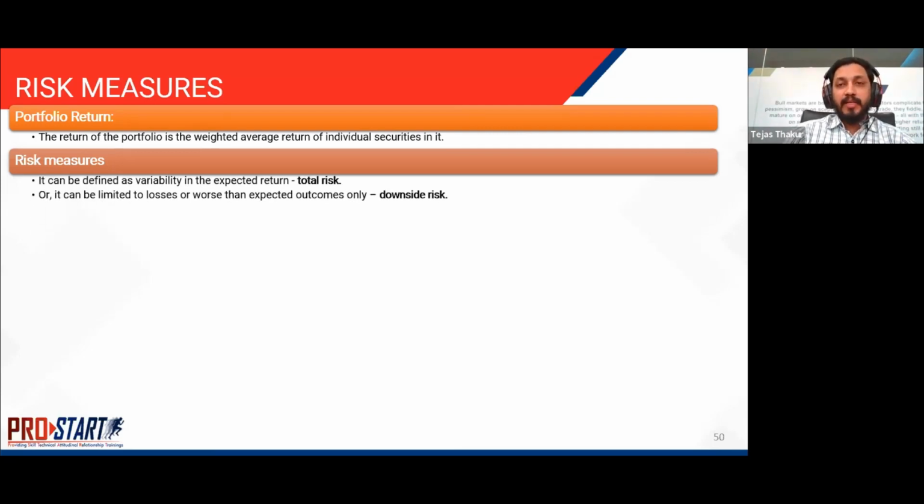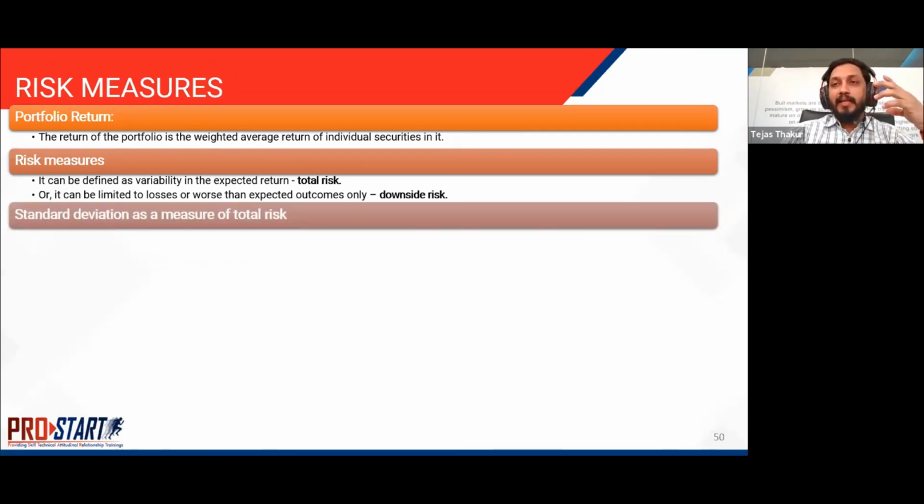Risks can be measured in two ways. One is the total risk. We talk of standard deviation, for example. Standard deviation measures how much the portfolio returns vary around a mean. So if this is the mean, how much does it go up and how much does it go down, or with what probability can you determine the returns of the portfolio up or down from the mean of the portfolio return.